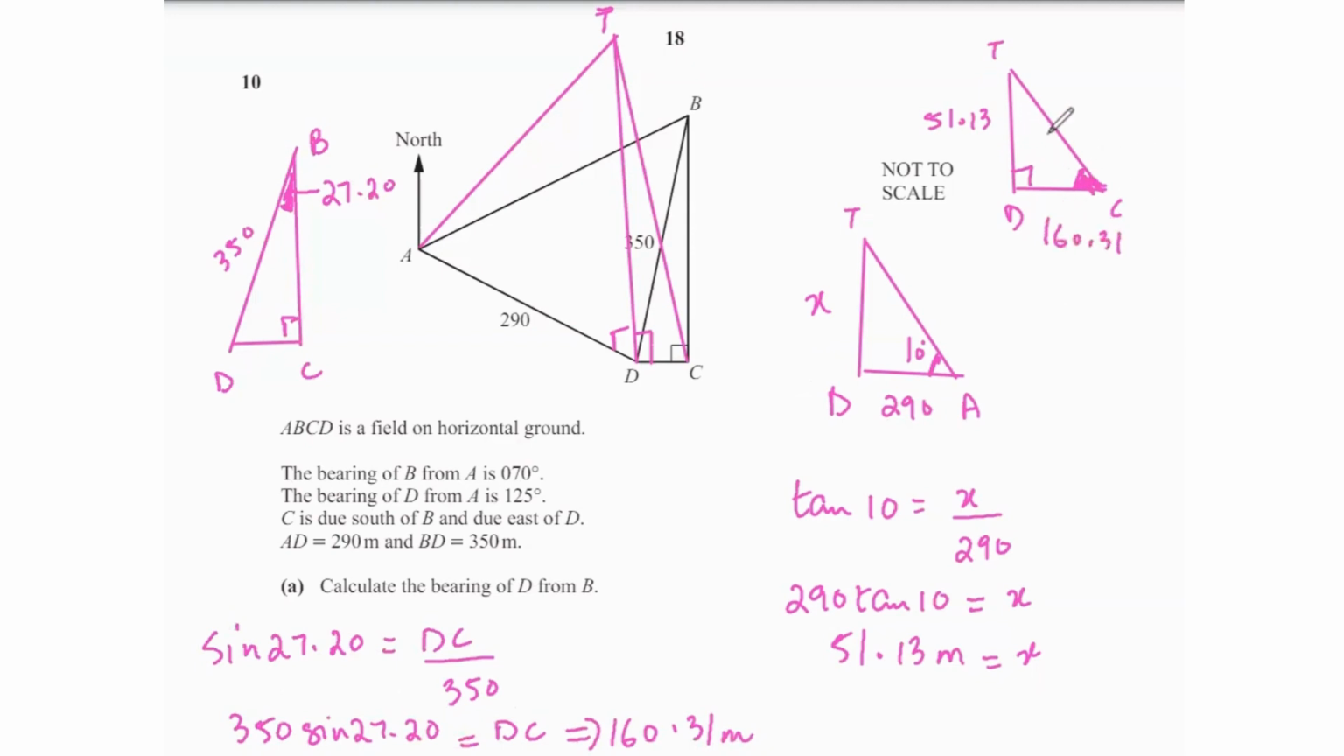Now that we have the length of DC and the length of the vertical mast, we can find the angle over here using tangent. Tan of C equals 51.13 over 160.31. C will be tan inverse of this, which will give us angle 17.69. That is the angle of elevation from C towards the top of the vertical mast.